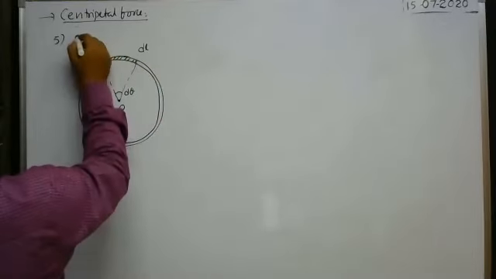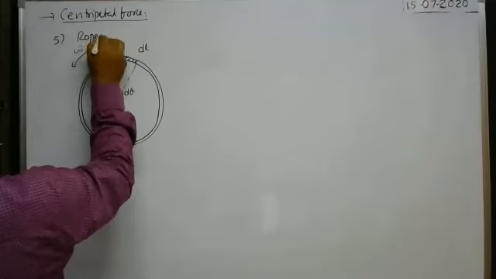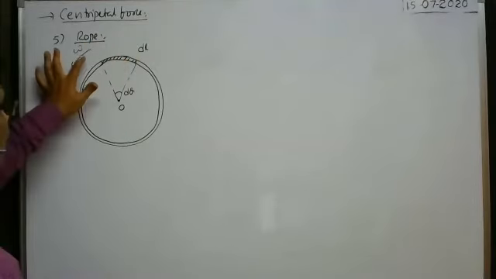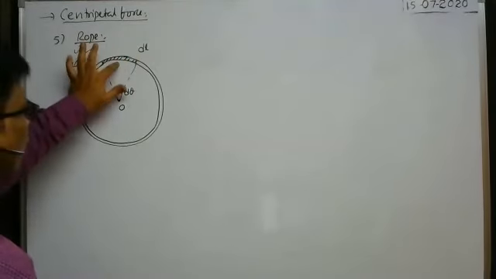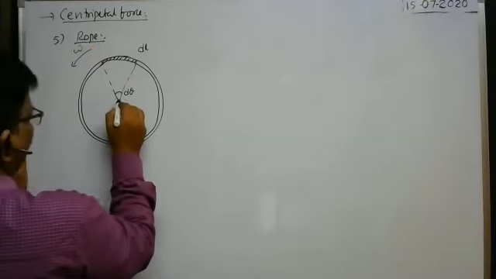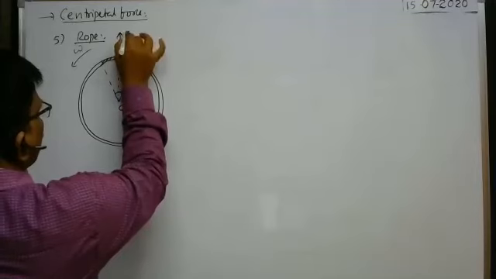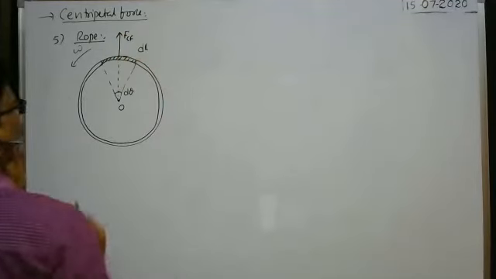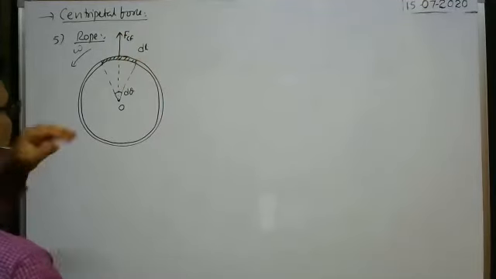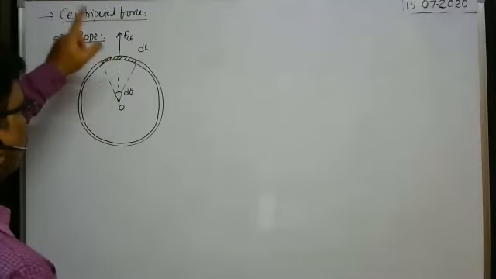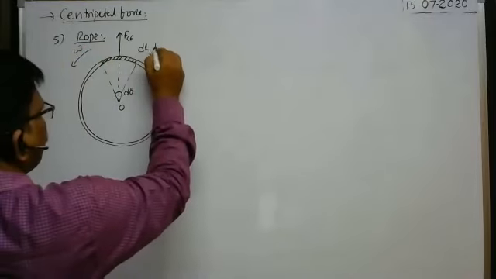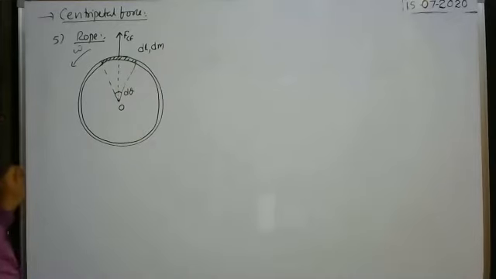Now, when this rope is rotating with angular velocity omega, this element experiences centrifugal force. What is the direction of centrifugal force? Away from the center. In this direction, centrifugal force acts on this element in the upward direction. The mass of the element is say dm.